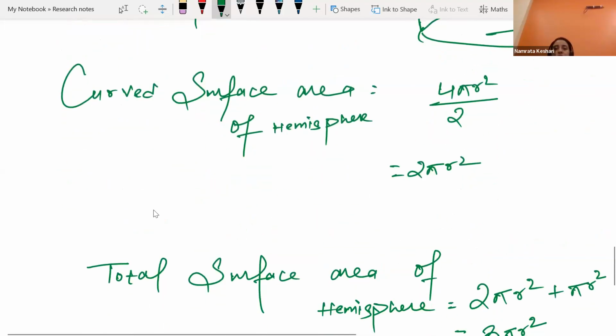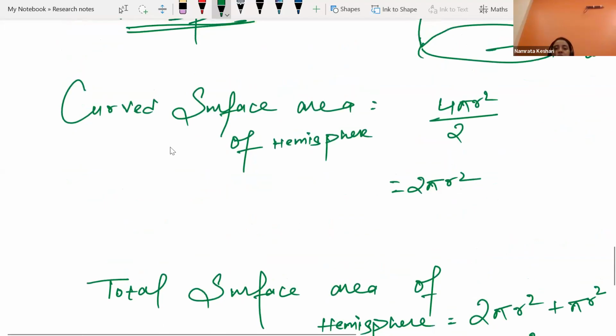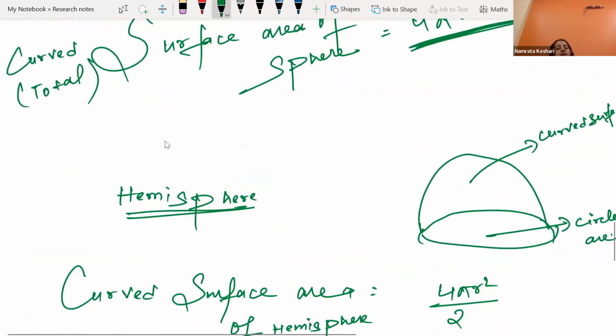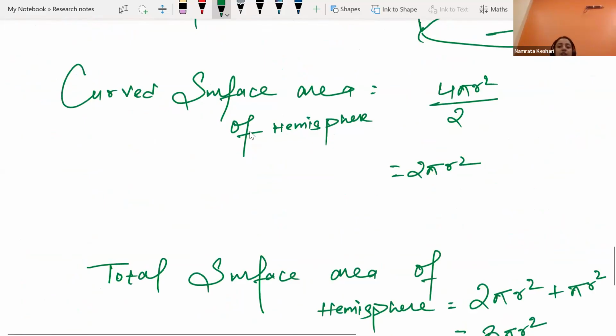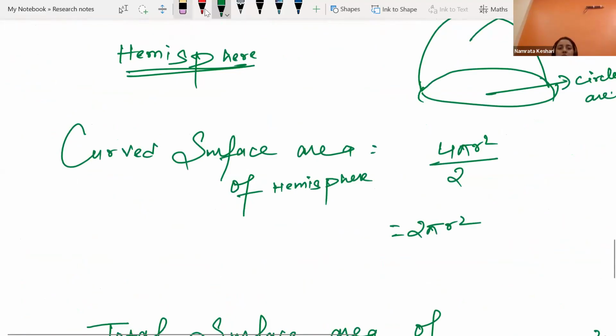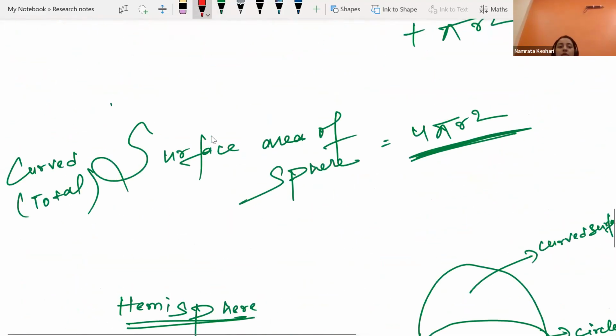Yes, ma'am. ओके, सो ये हमारे पास कुछ फॉर्मूलाज हैं जिसकी हेल्प से हम सरफेस एरिया फाइंड करेंगे स्फीयर का, हेमीस्फीयर का सरफेस एरिया फाइंड करेंगे, कर्व सरफेस, टोटल सरफेस, जो भी हमें फाइंड करना हो अकॉर्डिंगली। OK, so you can note it down. I'm talking about these are the formulas.